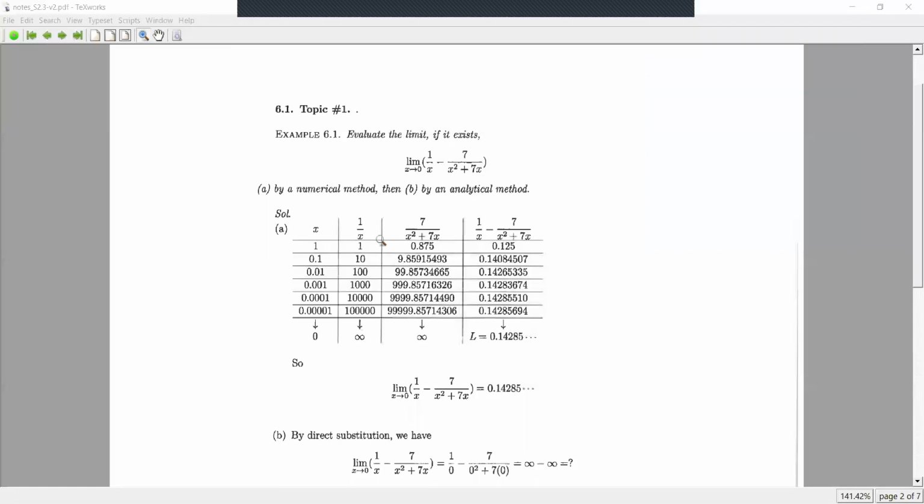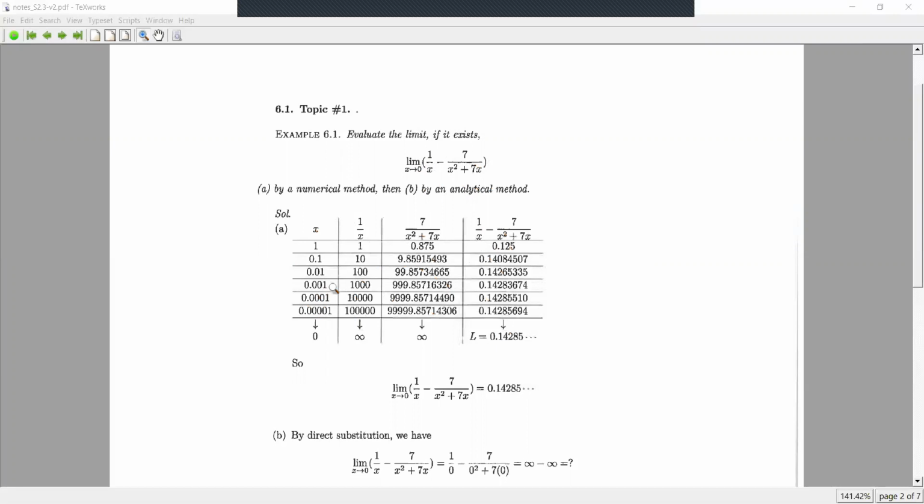Here is the solution to part A. To find the limit, I make this table. The first column is for x, the independent variable. The second column is for 1 over x. Third column is for the second term of the function. The last column for the whole function. Now, I let x approach 0 by taking on these numbers.